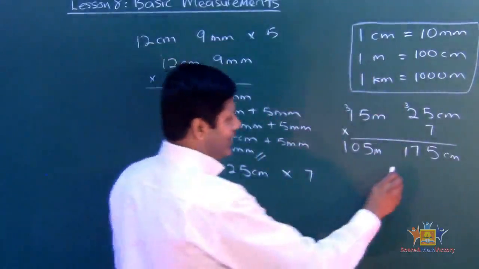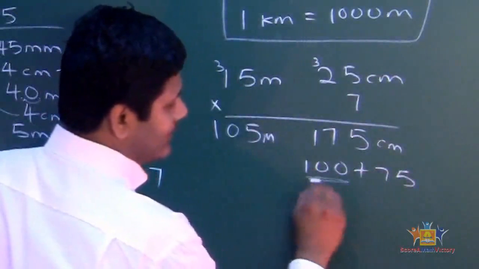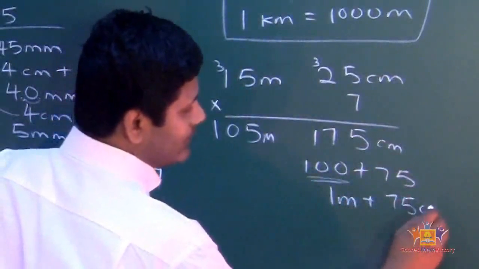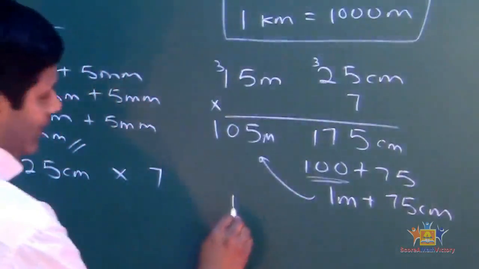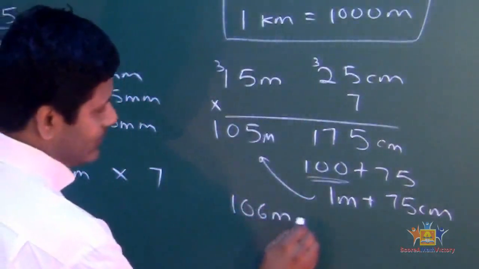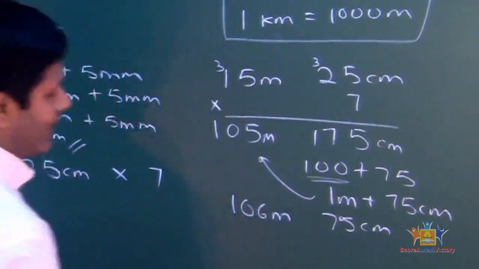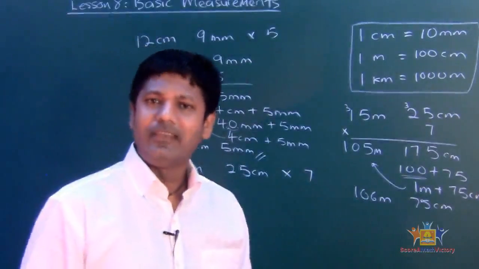All right, because we know that 100 plus 75. Okay, all right, that means this can be changed into 1 meter plus 75 centimeters. So that means I can combine that to that one. So that makes it 106 meters and 75 centimeters. See that? 106 meters and 75 centimeters.